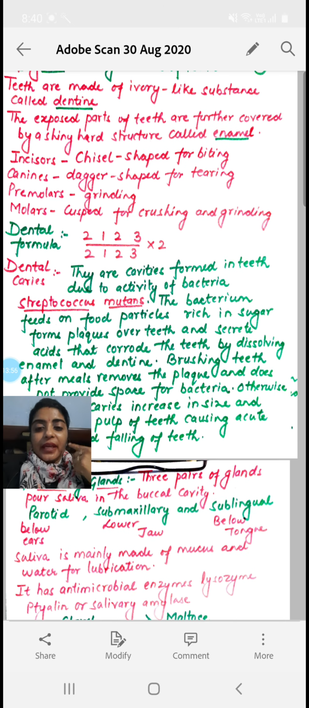तो जो हमारे टीथ का अपर पार्ट है वो एक मोती के जैसा होता है और उसके ऊपर एक कवरिंग होती है, एक शाइनी कोटिंग होती है. ओके, that shiny coating, that shiny hardest structure, it is called enamel.